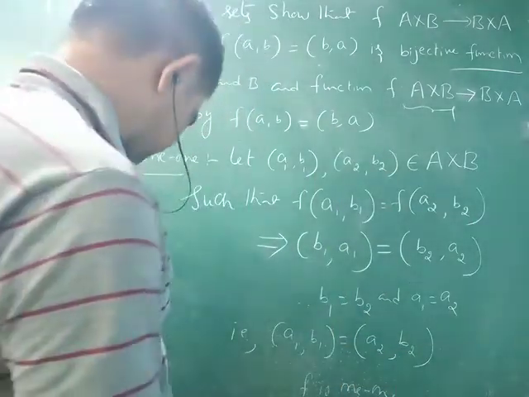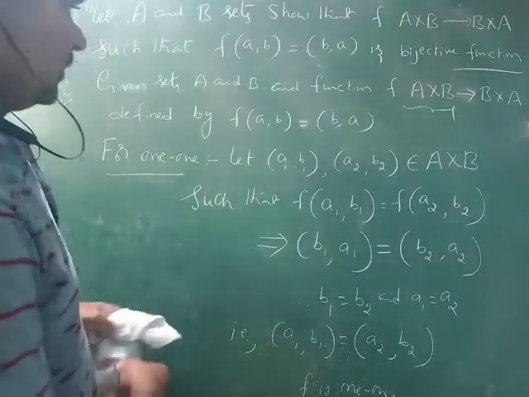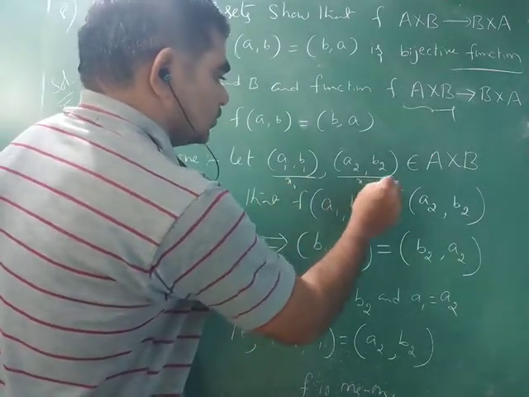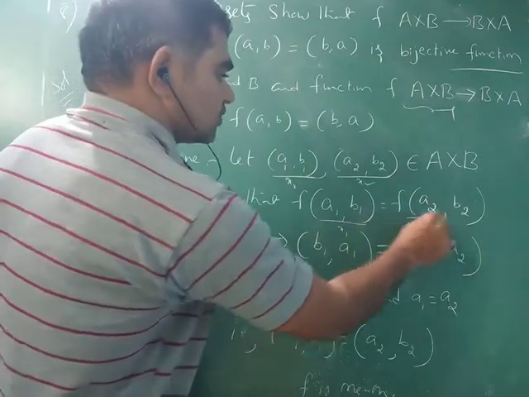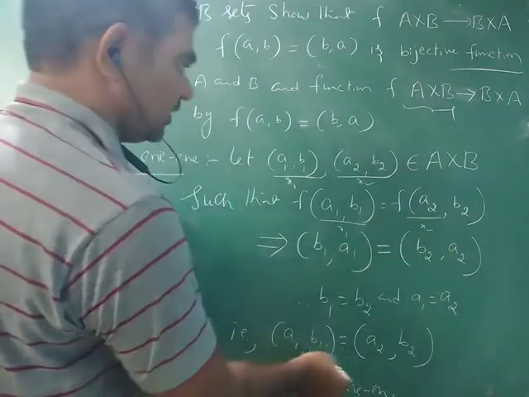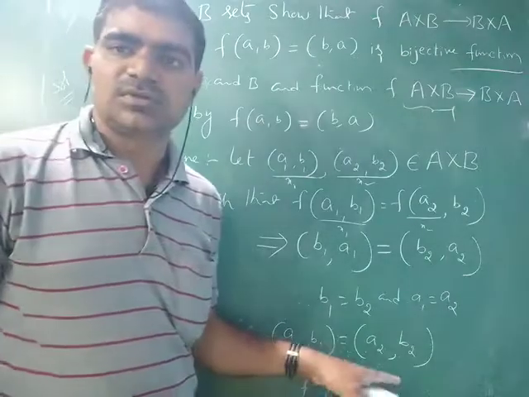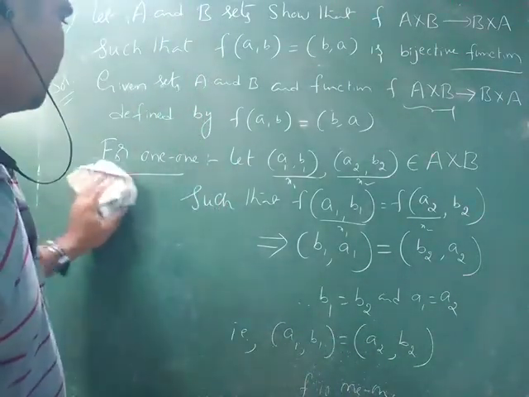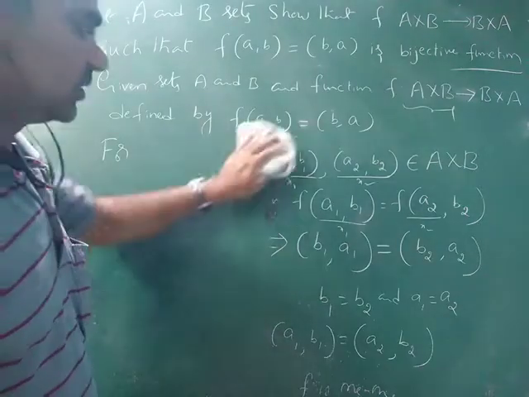Okay. So it's like our x1, it's like our x2. f of x1, we started with f of x2. Finally we got x1 is equal to x2. Therefore it is what? One-one. Okay. Now for onto, observe.